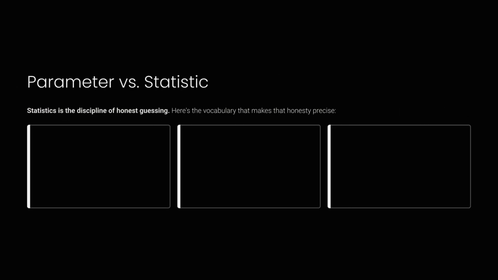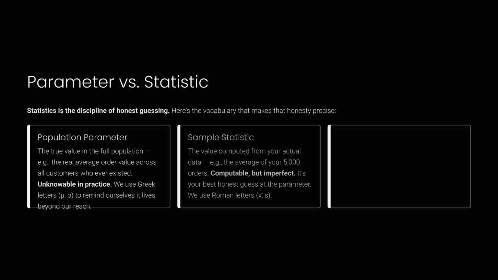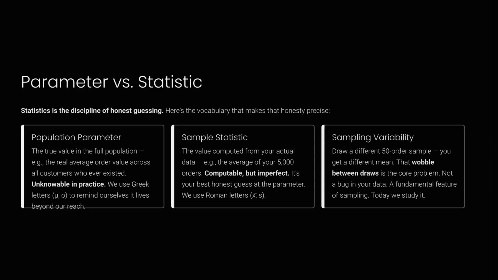Let's clarify our vocabulary. A population parameter is the true unknowable value. A sample statistic is our computable yet imperfect guess. The wobble between different samples is what we call sampling variability.